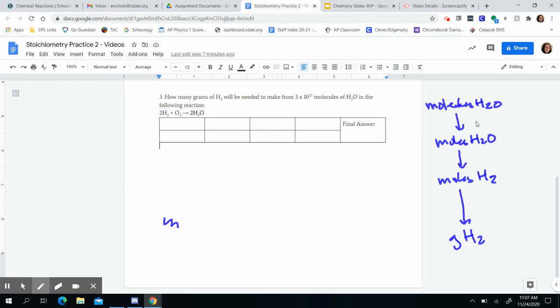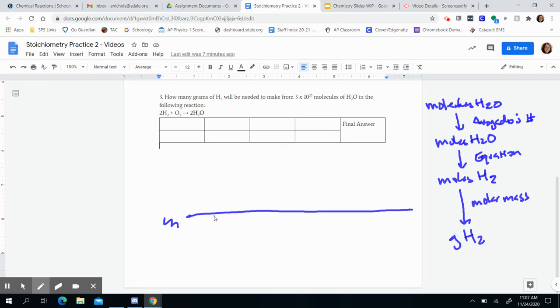So with this one, we're going to need to use Avogadro's number. And then from moles to moles, we're going to need our equation. And then from moles to grams, we're going to need our molar mass. Okay, great. So let's just start with the giant fraction.